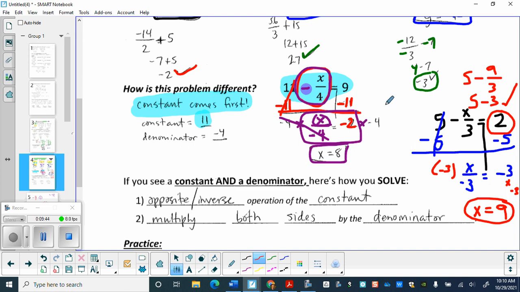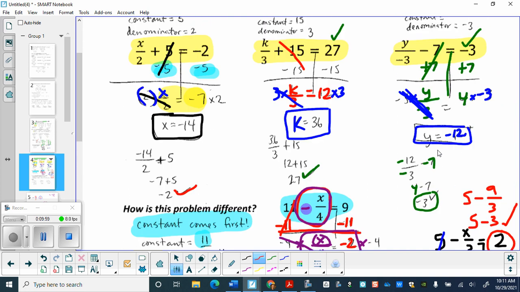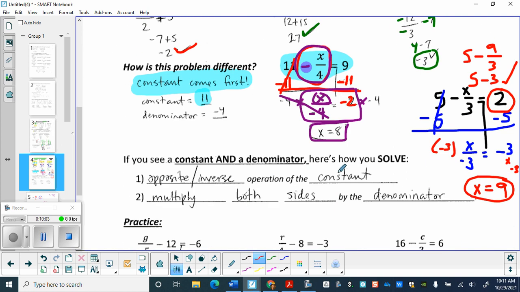So this video is all about what to do if you see a constant and a denominator. The first step you take is to do the opposite of the constant. So if it's a positive, you subtract. If it's a negative constant, you add. So you're still getting rid of the constant first, and now you want to multiply both sides by the denominator.